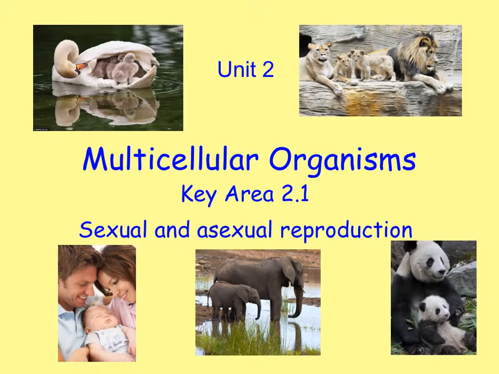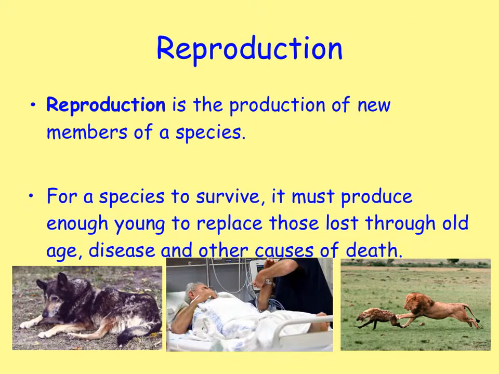This video is from Unit 2 Key Area 2.1, and what you're going to be looking at is sexual and asexual reproduction. Now, reproduction is the production of new members of a species, and for any species to survive, it's got to be able to produce enough young to replace any that are lost through old age or disease or other causes of death. You'll see a hyena here about to be eaten by this lion. So a species has got to be able to reproduce and produce young.